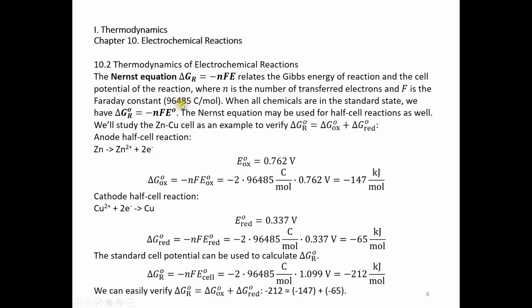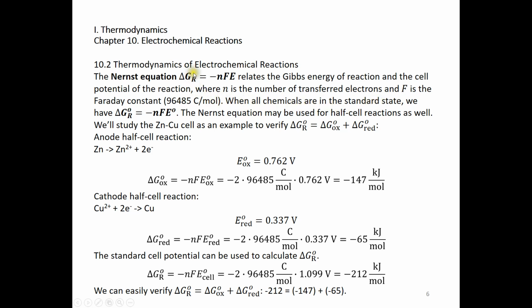This Faraday constant is simply the charge of one electron multiplied by the Avogadro constant. So it means 1 mole of electrons has a charge of negative 96,485 coulombs. Now, what if all chemicals are in the standard state in the reaction?